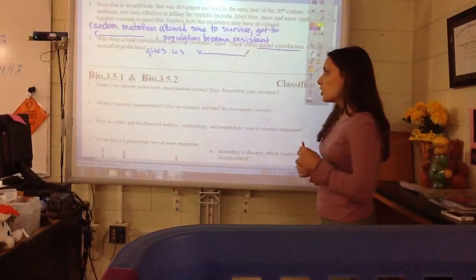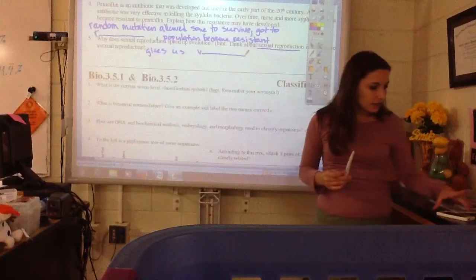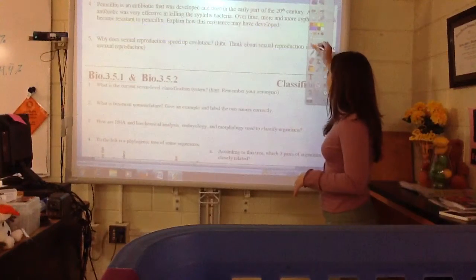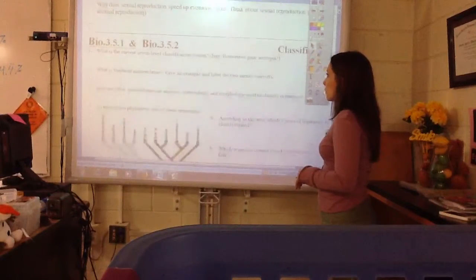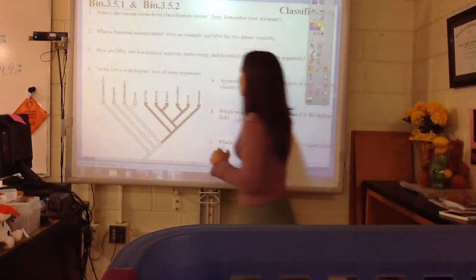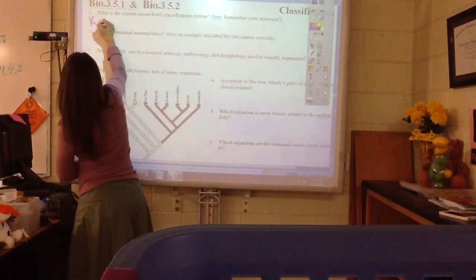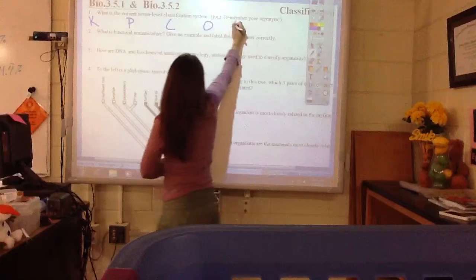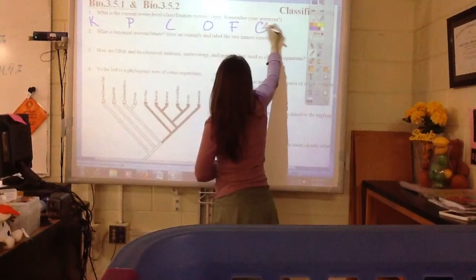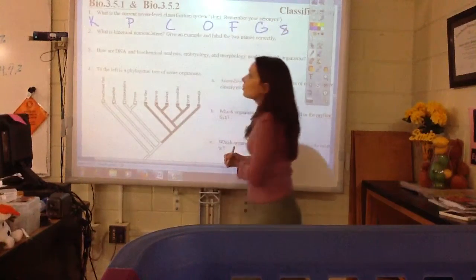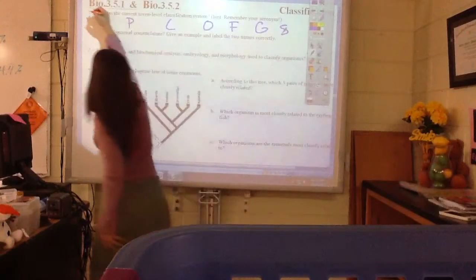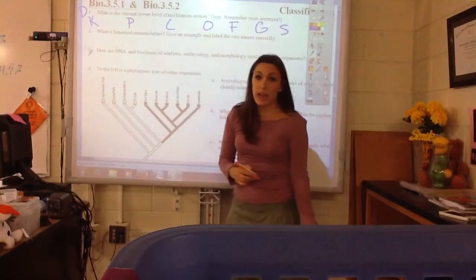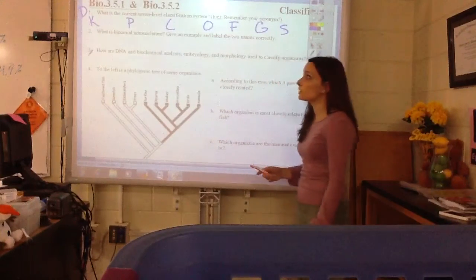The next section, what is the current 7-level classification system? Hint, remember your acronym. So this is King Philip came over for green soup. So I'm going to give you the letters. King Philip came over for green soup. But keep in mind that there is the D, domain, which really goes above that. And the domains were only added in the past 10 to 20 years.